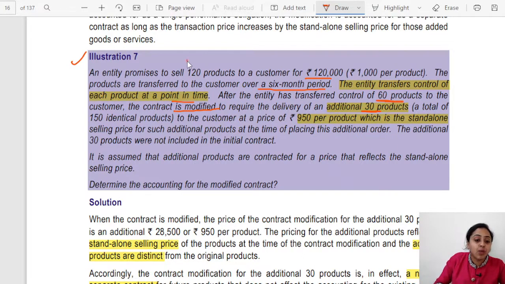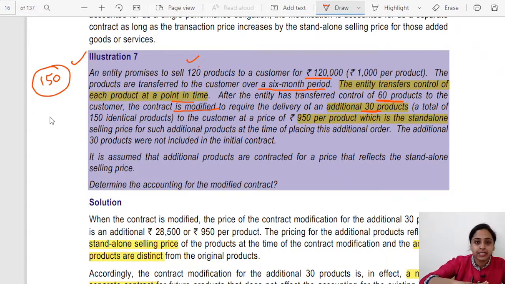This means 120 was initially ordered, plus 30. This means 150 needs to be delivered. 60 have already been delivered. There was a contract of 120 units, 60 have already been delivered, and now it is asking for an additional 30, a total of 150 identical products to the customer at a price of 950. Earlier it was 1,000 and now it is 950.